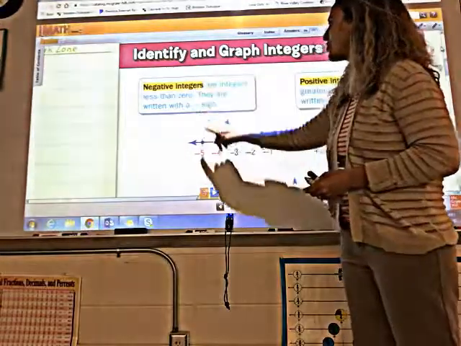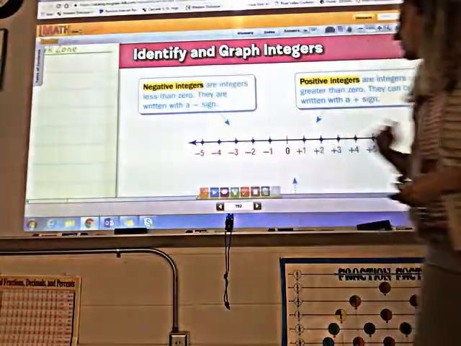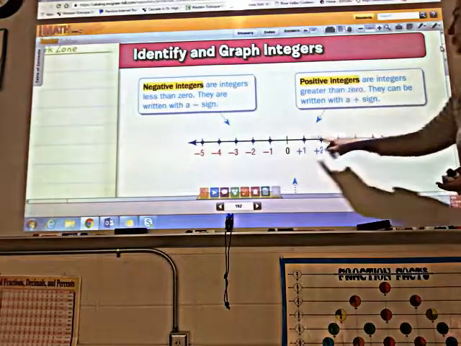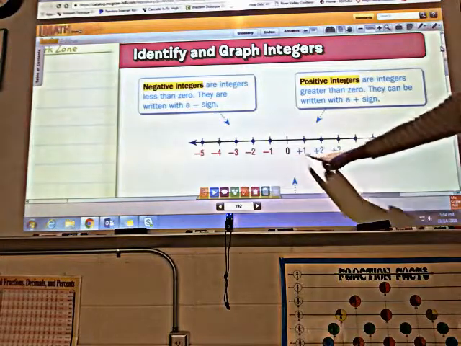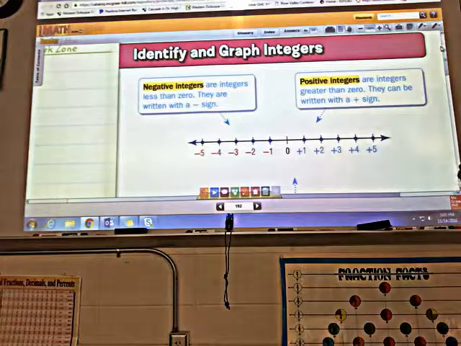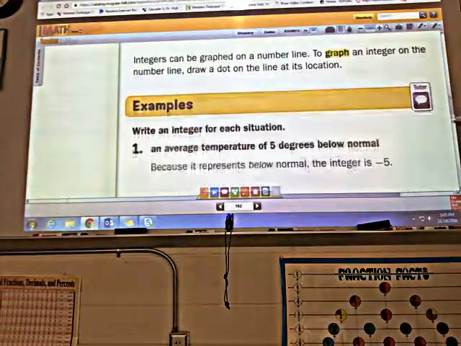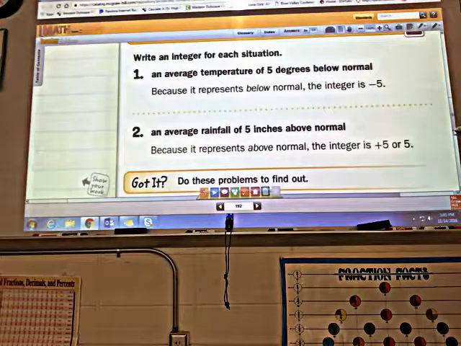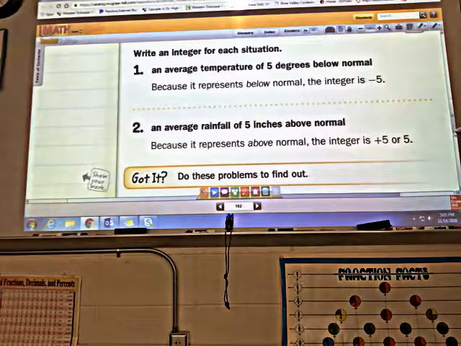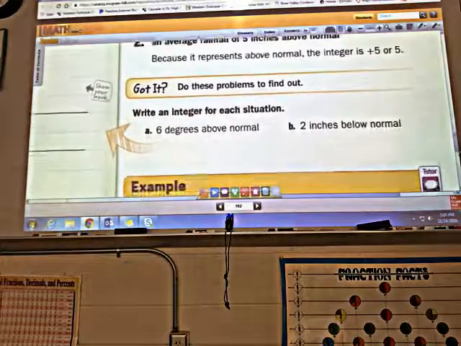Your negative integers are going to be less than 0, and again, they're going to have your negative symbol in front. Positive integers are going to be greater than 0. You do not need to put the plus sign in front of those when you create your own number lines. Okay, and you can continue reading through that. Examples, they have examples for you that I would like you to read through as you're looking at this lesson.